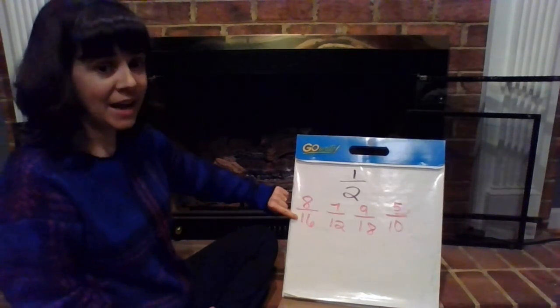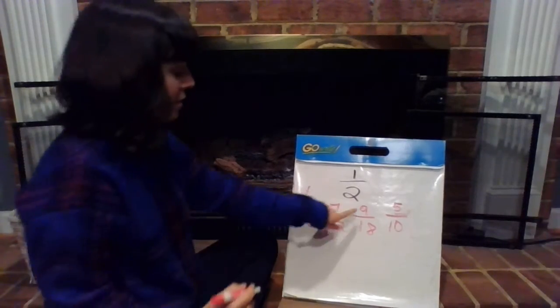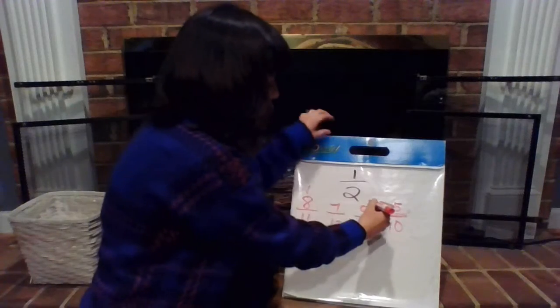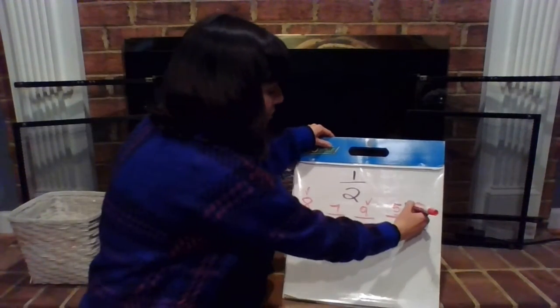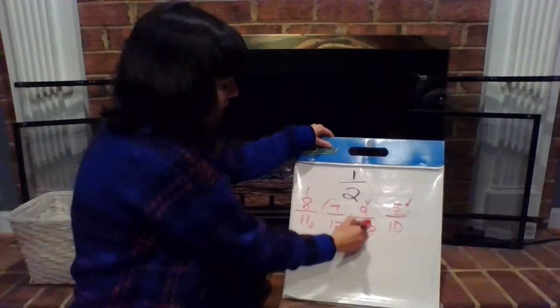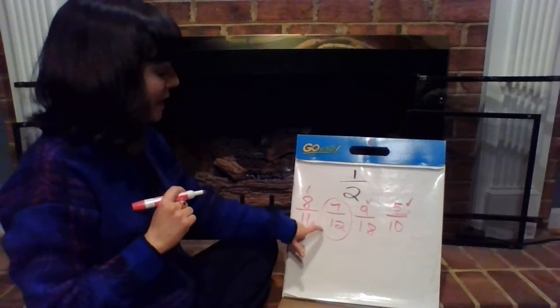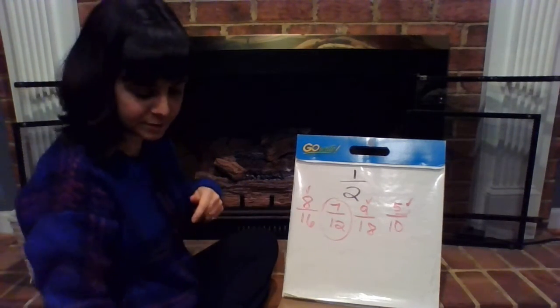So I know that 8 is half of 16, or 8 plus 8 is 16. I know that 9 is half of 18, or 9 plus 9, or 9 times 2 is 18. And 5 plus 5 is 10, or 5 times 2 is 10. So the one that is not equal is 7/12, which was answer choice B. If this was half, it would have to be either 7/14 or 6/12.